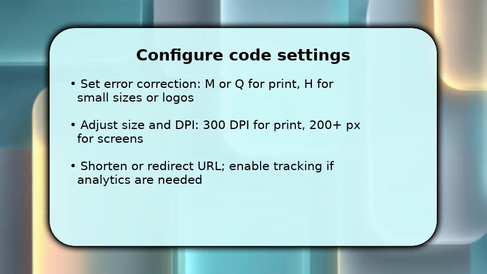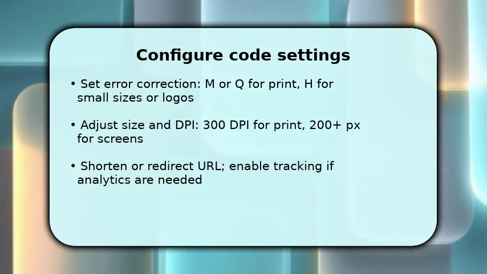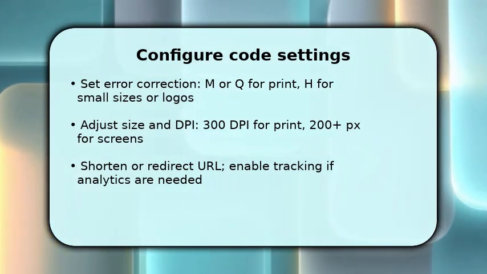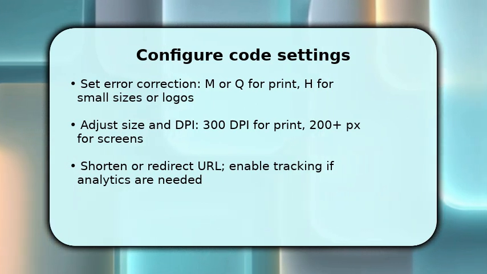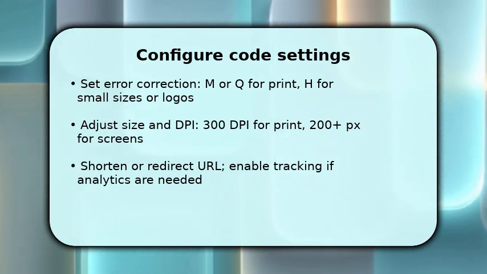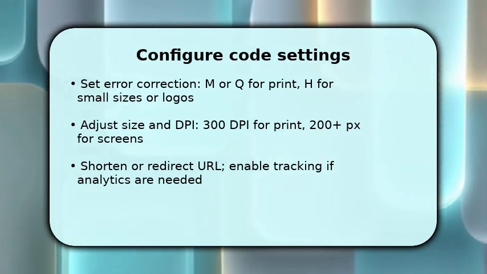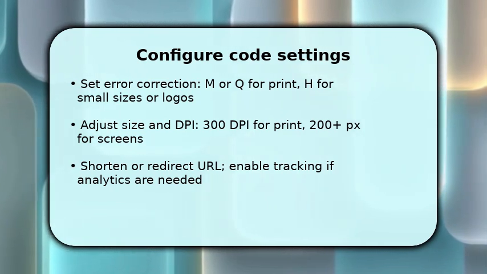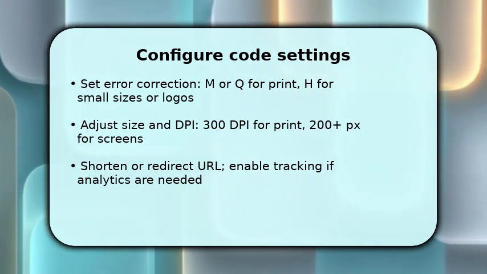Now configure the QR itself. Choose an error correction level suitable for how the code will appear. Higher correction tolerates damage but increases density. Next, set output size and DPI. 300 DPI for printed materials, higher pixel width for large posters, and at least 200 px for digital.